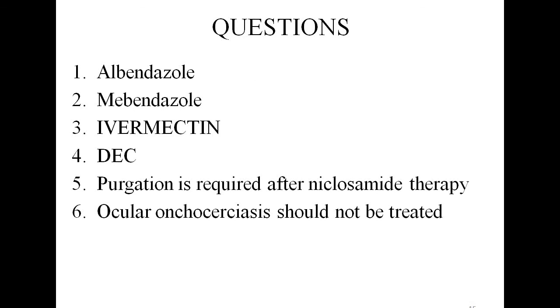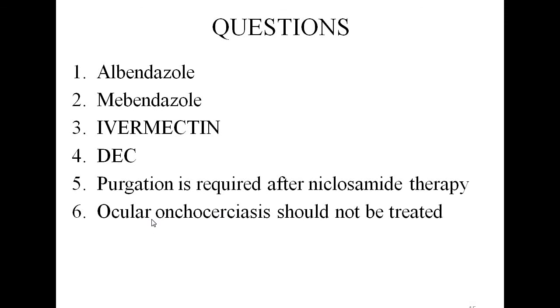The frequently appearing questions from this topic are 5-mark questions: albendazole, mebendazole, ivermectin and diethylcarbamazine. The 3-mark questions are: why is purgation or a purgative required after niclosamide therapy? This is to ensure that the gravid segments of the tapeworm do not break and release the eggs in the GIT. Therefore, the risk of cysticercosis is eliminated. Ocular onchocerciasis should not be treated.